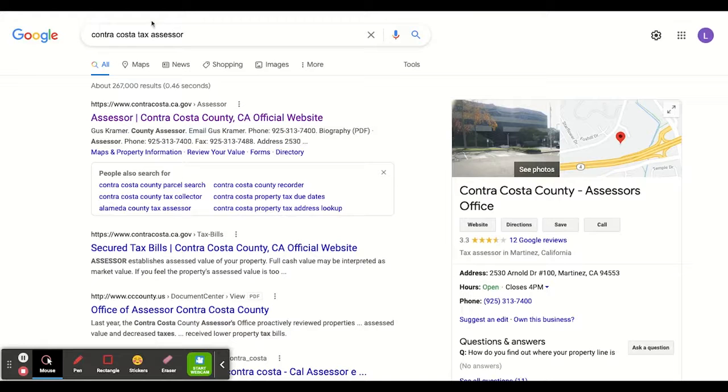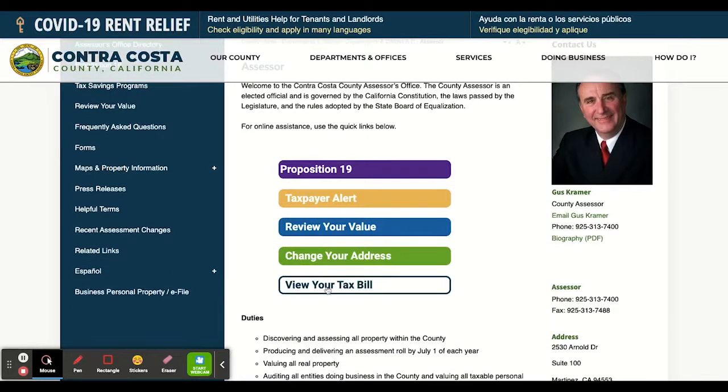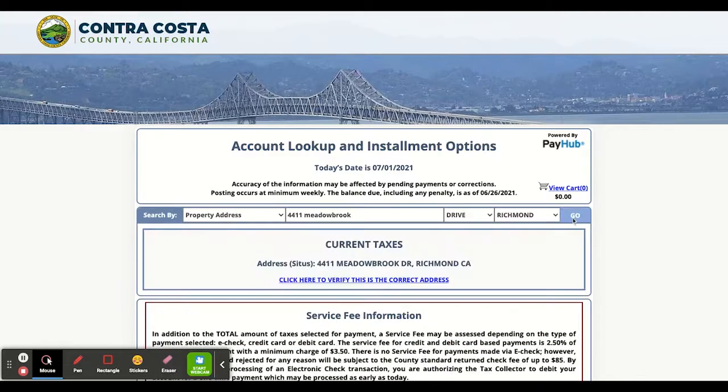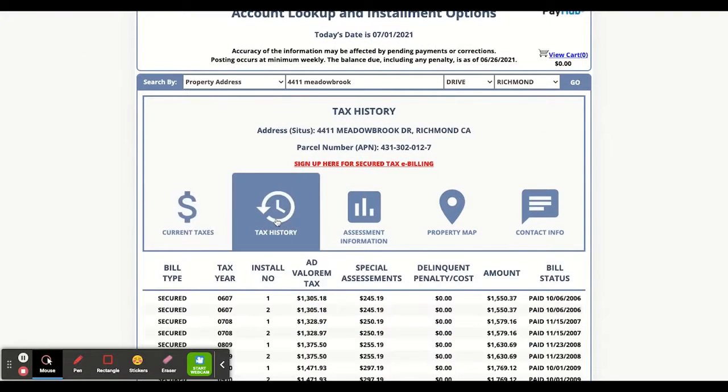So check this out. To find your tax bill, you go to Google Contra Costa Tax Assessor. Of course, you can do that for any county. You're going to click on that website and go to View Your Tax Bill. Now it will ask you to put in the property address. You could also put in the parcel number if you want to be extremely accurate. But as long as you have a proper address, including the street and then the city, you'll verify the address, and then tax history is where you're going to find the bills.